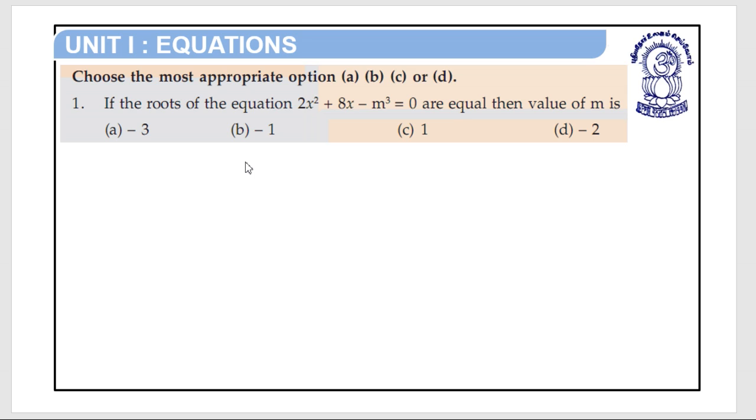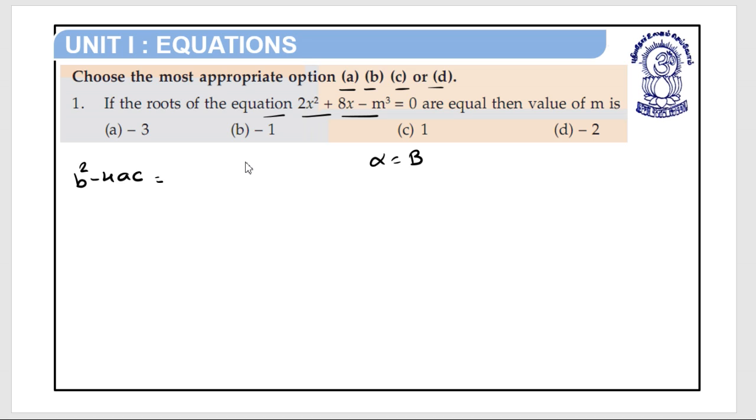Choose the most appropriate option A, B, C or D. If the roots of the equation 2x square plus 8x minus m cube is equal to 0 are equal, so alpha is equal to beta, then the value of m is... Now find b square minus 4ac.